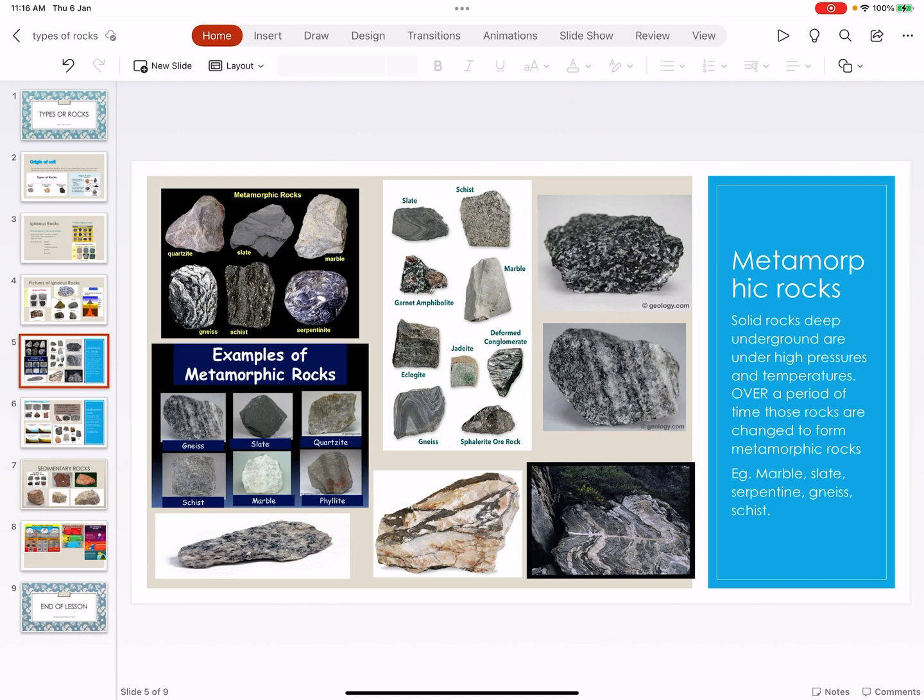Good. Let's move on to the next type of rock, metamorphic rocks. Solid rocks deep underground are under high pressures and temperatures, and over a period of time, those rocks are changed to form metamorphic rocks. Examples: marble, slate, serpentine, gneiss, schist. So please take note of the pictures of metamorphic rocks.